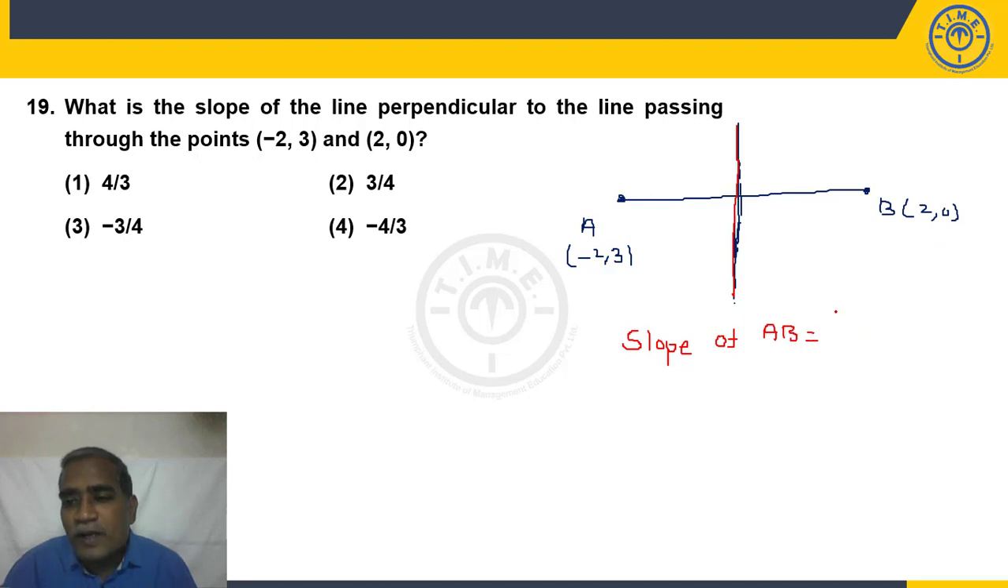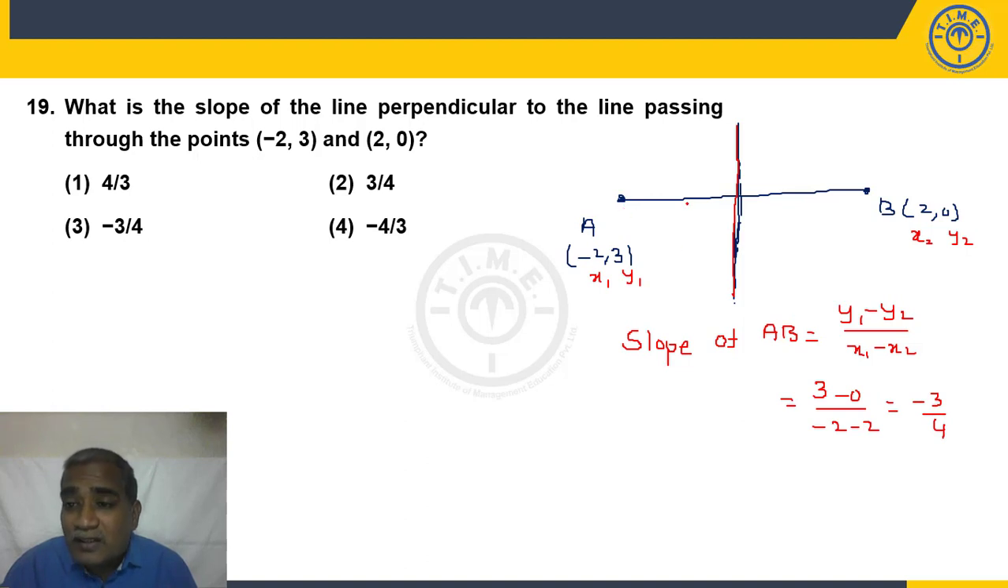Slope of AB is y1 minus y2 by x1 minus x2, where this is x1, y1 and this is x2, y2. We can write it like this: 3 minus 0 by minus 2 minus 2. This is equal to how much? Minus 3 by 4. I got the slope of AB is minus 3 by 4.